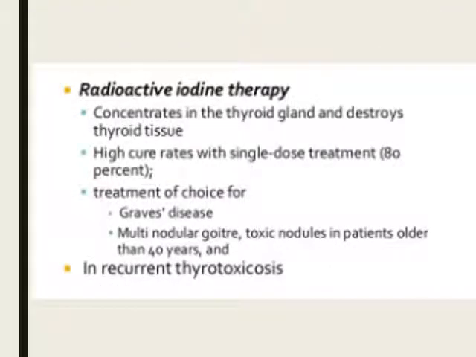Another important modality of treatment is radioactive iodine. Radioactive iodine therapy concentrates in the thyroid gland and destroys thyroid tissue. High cure rates with a single dose treatment, mostly 80%. It is the first line of treatment in America according to American Thyroid Association guidelines, and it is also the treatment of choice for Graves' disease, multinodular goiter, toxic nodules in patients older than 40 years, and also the treatment of choice in recurrent thyrotoxicosis when other treatments are not successful.